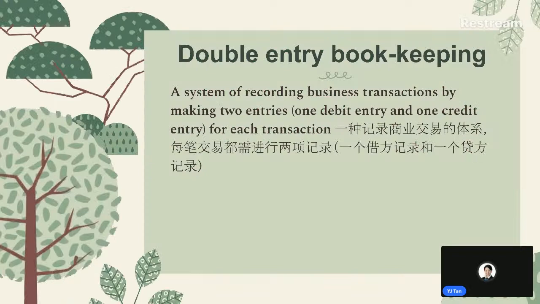Okay, first of all is the definition of double entry. In this course, you will keep hearing from me about double entry. This is a very important concept and definition that you need to remember. Your IGCSE examiners may ask you to define what double entry is. So how do you define it? A system of recording business transactions by making two entries, one is debit, the other one is credit, for each transaction.